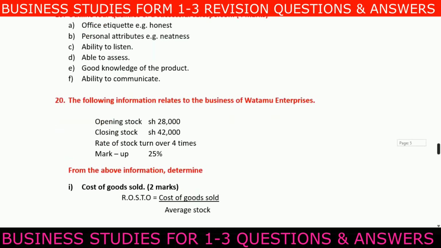Question number 19. Outline 4 qualities of a successful salesperson. Outline 4 qualities of a successful salesperson. Number 1, office ethics, e.g. honest. Number 2, personal attributes, e.g. neatness. Number 3, ability to listen.